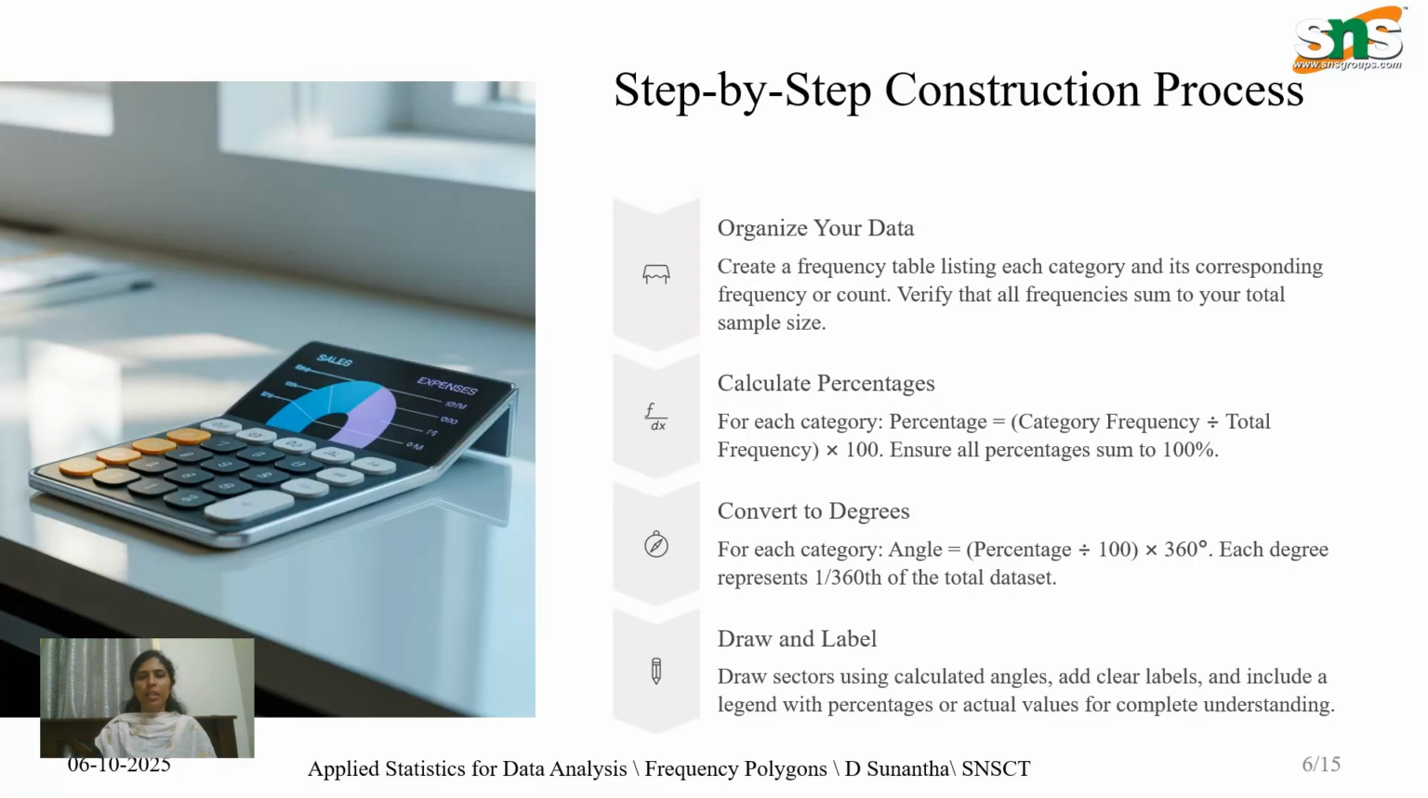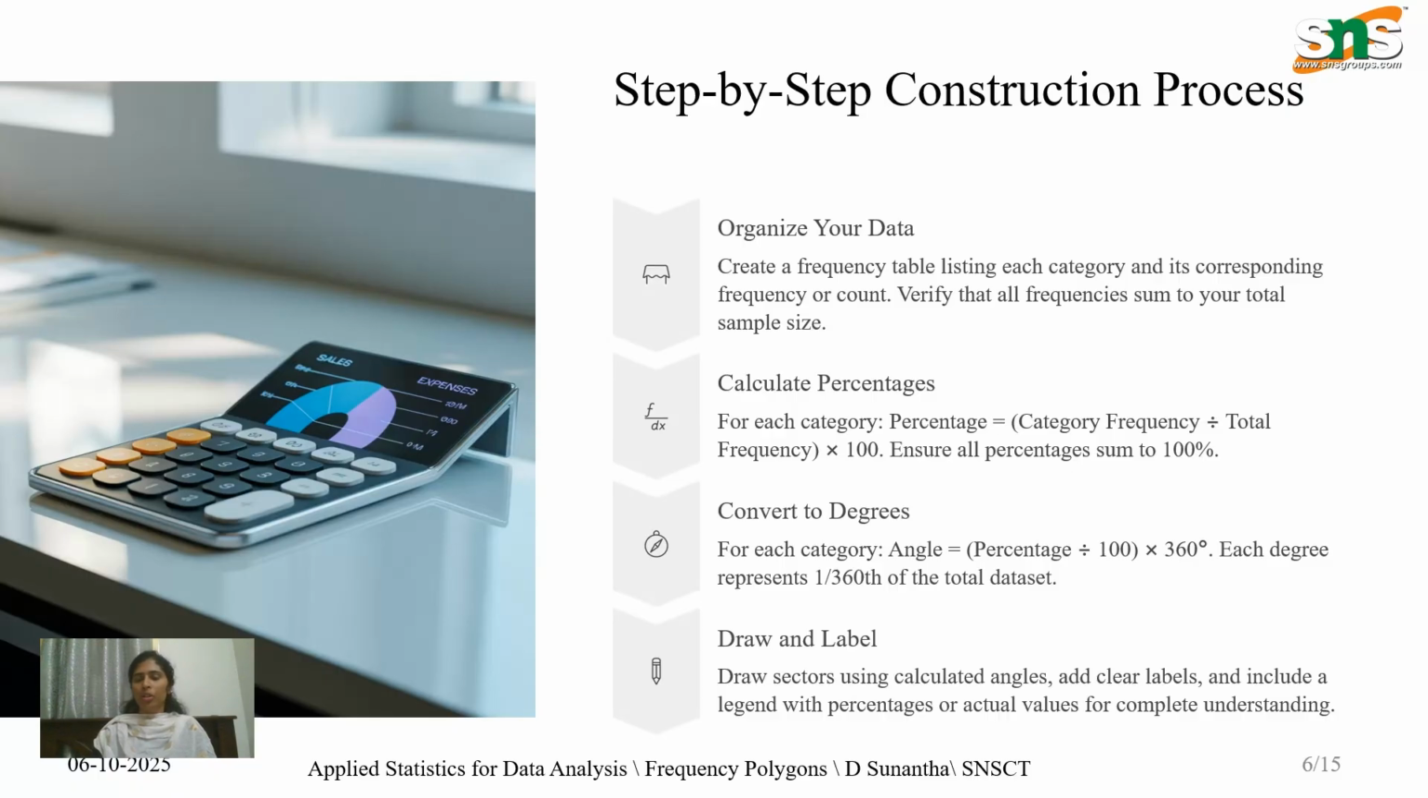The next is the step-by-step construction of a pie chart. The first step is to organize our data, that is, create a frequency table listing each category and its corresponding frequency or count. Verify that all frequencies sum to your total sample size. First we have to arrange our frequencies either in ascending order or in descending order, and we have to add all the data so that the total is equal to 100.